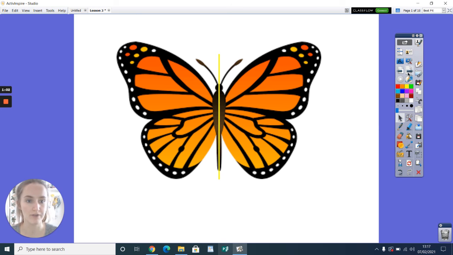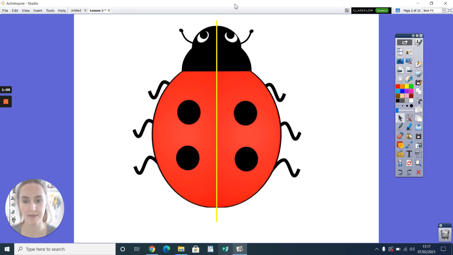Okay, I'm going to show you another animal. So here's my line of symmetry down the middle. Is this animal symmetrical? It is, isn't it? Because this side of the ladybird looks exactly the same. It's identical to this side.